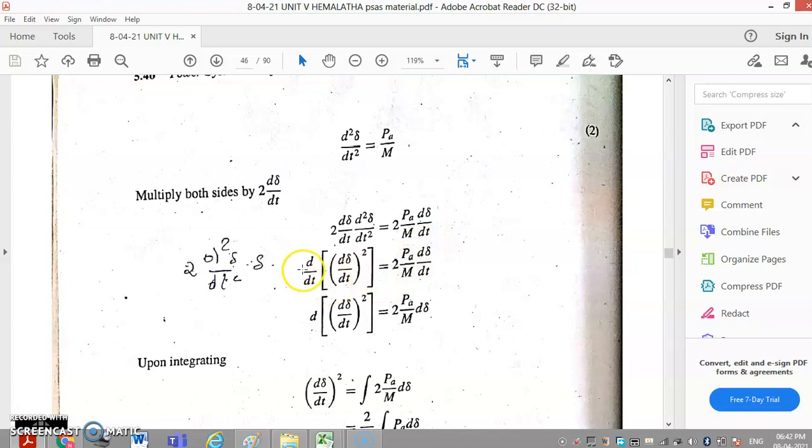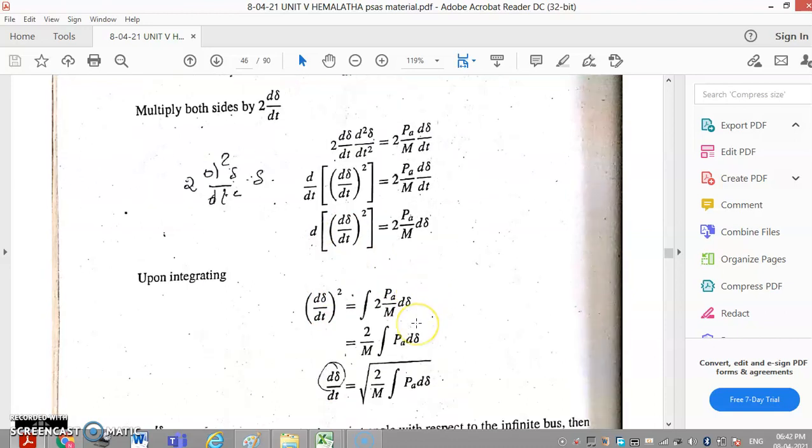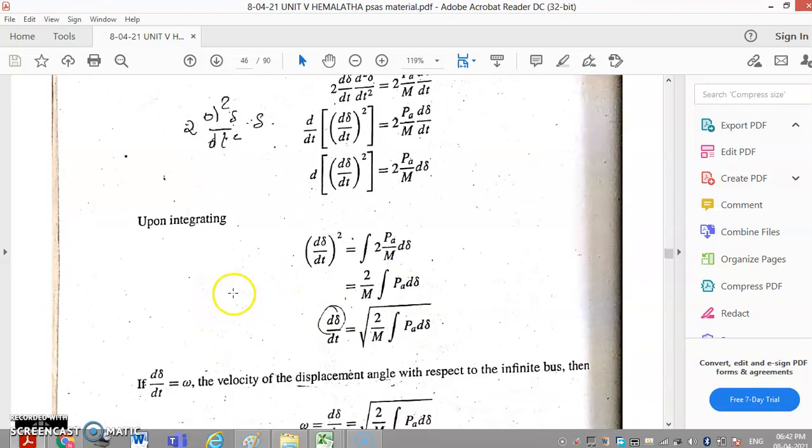So this d delta by dt has been taken outside, and this 2 has come onto the power: d delta divided by dt whole square is equal to 2 into Pa by m into d delta divided by dt. Then we multiply by dt on both sides. We get d into (d delta divided by dt) whole square is equal to 2 Pa by m into d delta. So upon integrating, the differentiation will get cancelled.